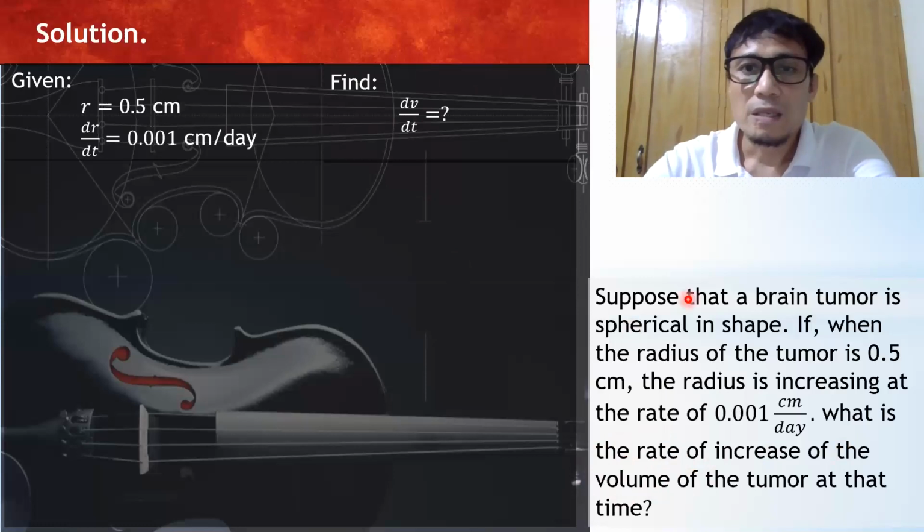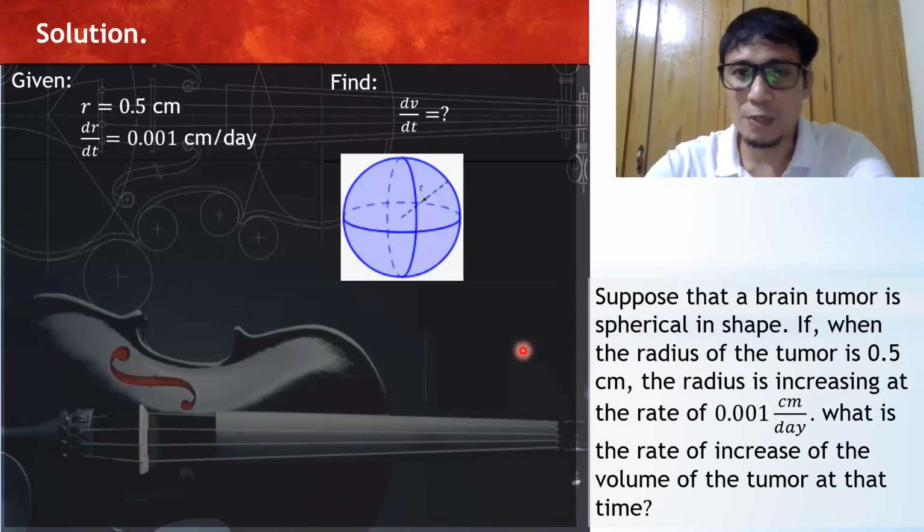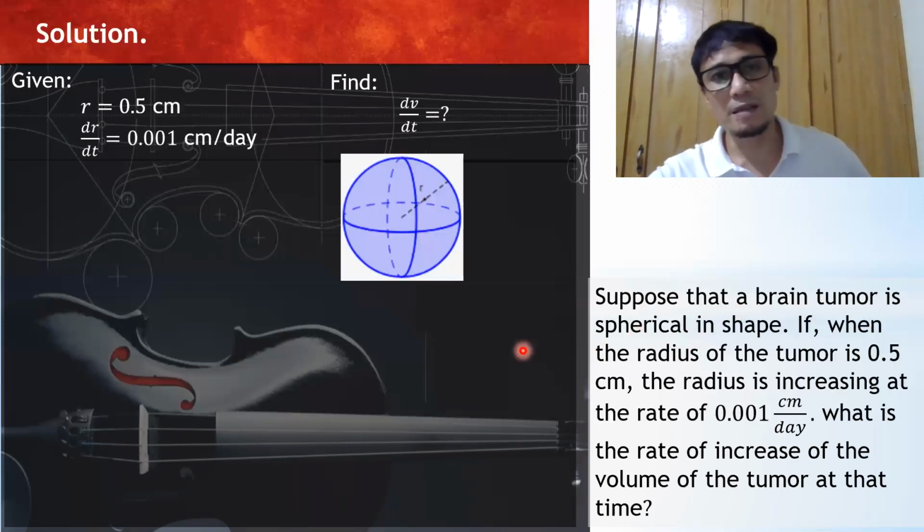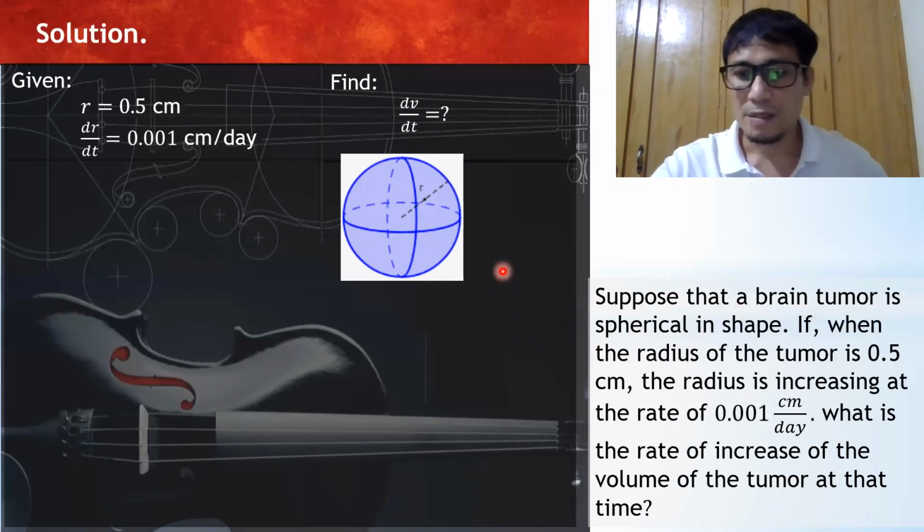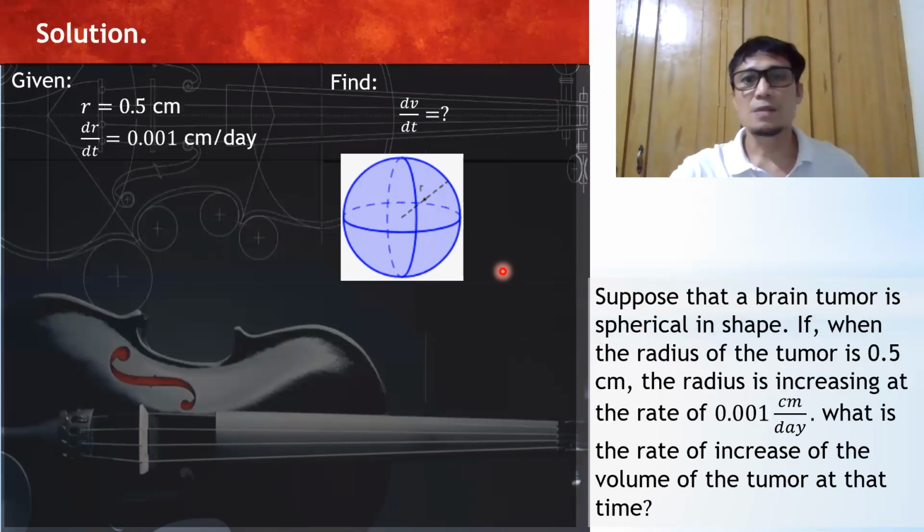Now, notice that it is mentioned here that the brain tumor is spherical in shape. So we have a geometric figure. This is actually a familiar geometric figure. And if you remember from your geometry class, since we're talking about the volume, the formula for the volume is given by V equals 4/3 pi r cubed. And this formula actually describes the relationship between V and r.